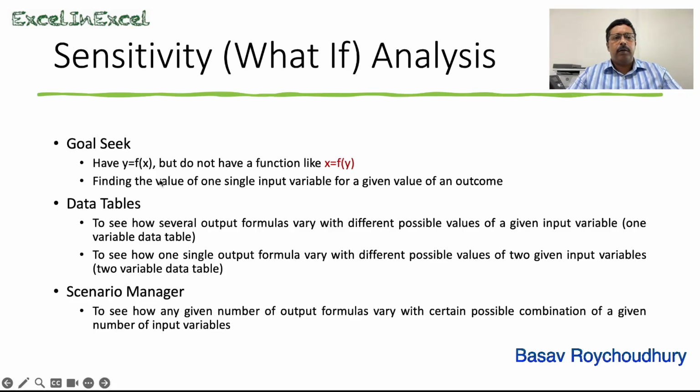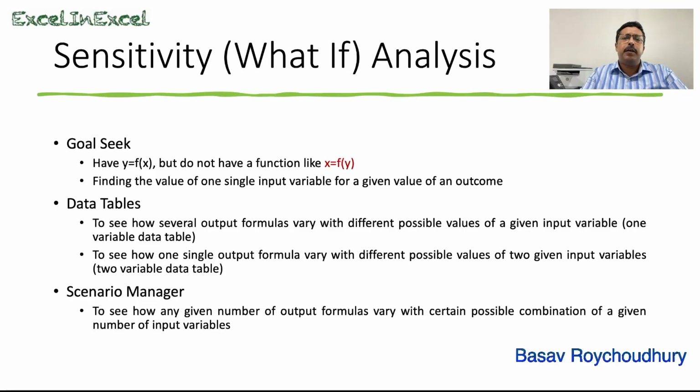So if you see, moving from goal-seek, in goal-seek we can have only one variable which we are interested in, and we are looking at a desired outcome of a single formula. We can expand that to a one variable data table, where we can see the outcome of many output formulas based on multiple values of a single input variable. We can also extend it to a two variable data table, where we can see the output of a single formula based on multiple possible values of up to two variables.